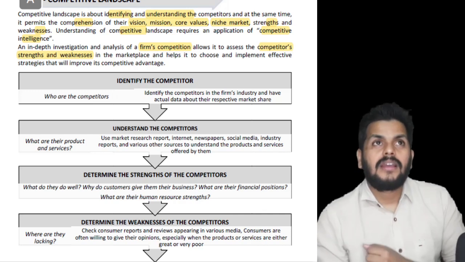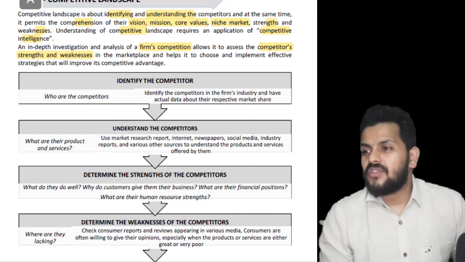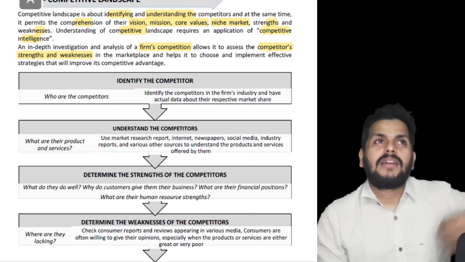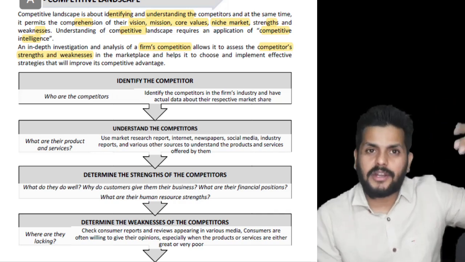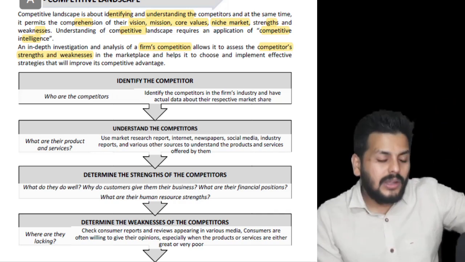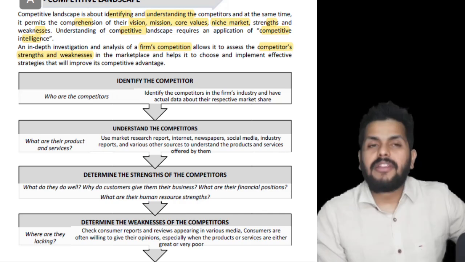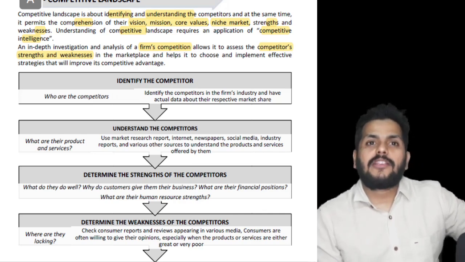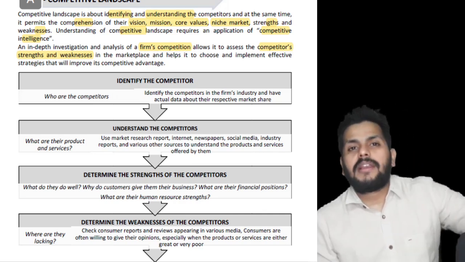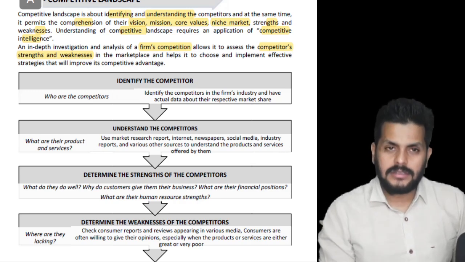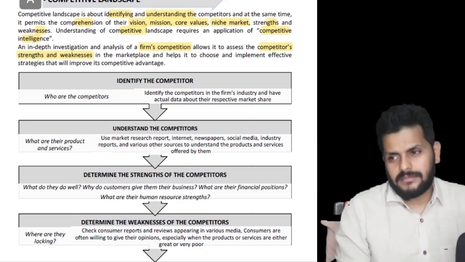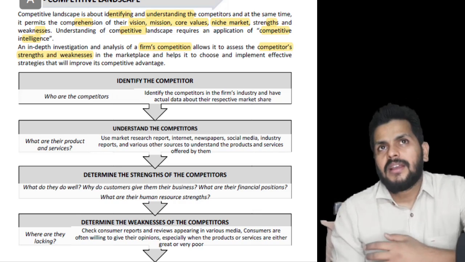For that, sir, where should I start with? Simple. Take a white paper, list down all your competitors. Point number one. What do they do? See, everybody who is your competitor, as per the definition, need not be a real competitor in the market. Sir, I didn't understand. Can you explain? Of course, that is why I am here.